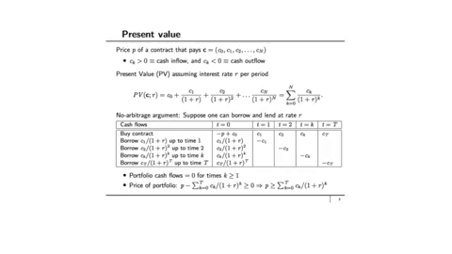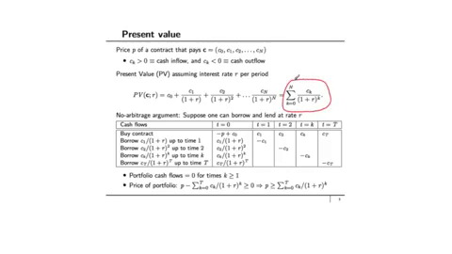So we want to compute the price P for a contract that pays C0, C1, C2, and so on, Cn, at time 0, 1, 2, 3, 4, and so on up to n. If Ck is greater than 0, that's a cash inflow. If Ck is less than 0, that's a cash outflow. The present value, assuming an interest rate R per period, can be written as C0 plus C1 divided by (1 plus R), C2 divided by (1 plus R) squared, and so on up to Cn divided by (1 plus R) to the power n. This is the expression for the present value.